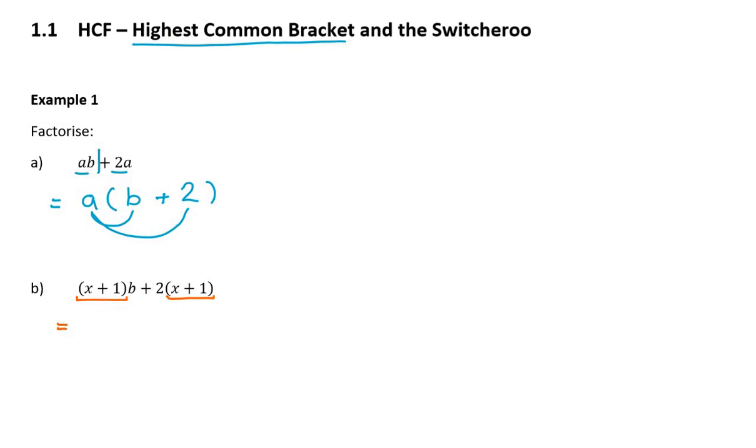So the question is, does the highest common factor have to be an individual number or an individual letter? And the answer is no. A bracket, as long as it is an identical bracket, the entire bracket can be a highest common factor, as long as they are identical. So an identical bracket in each term can be a highest common factor.